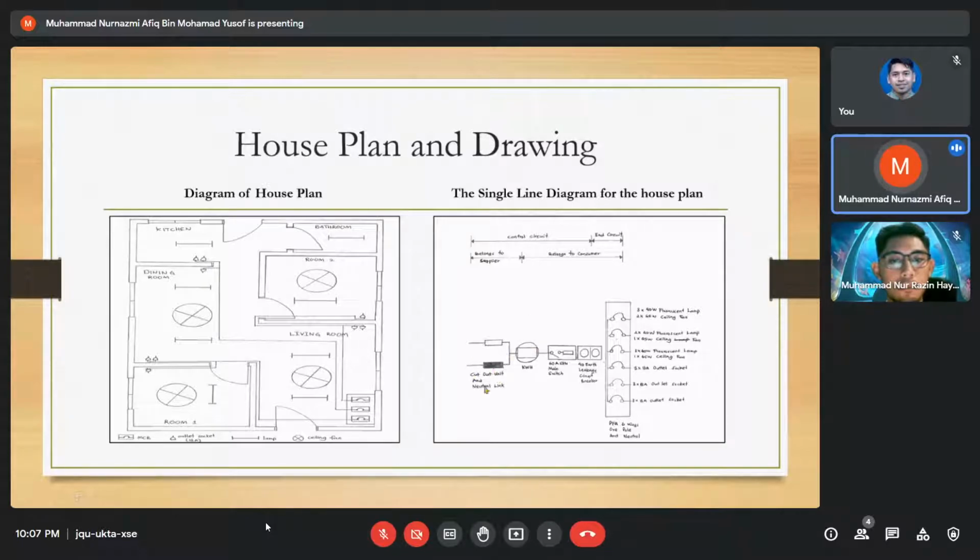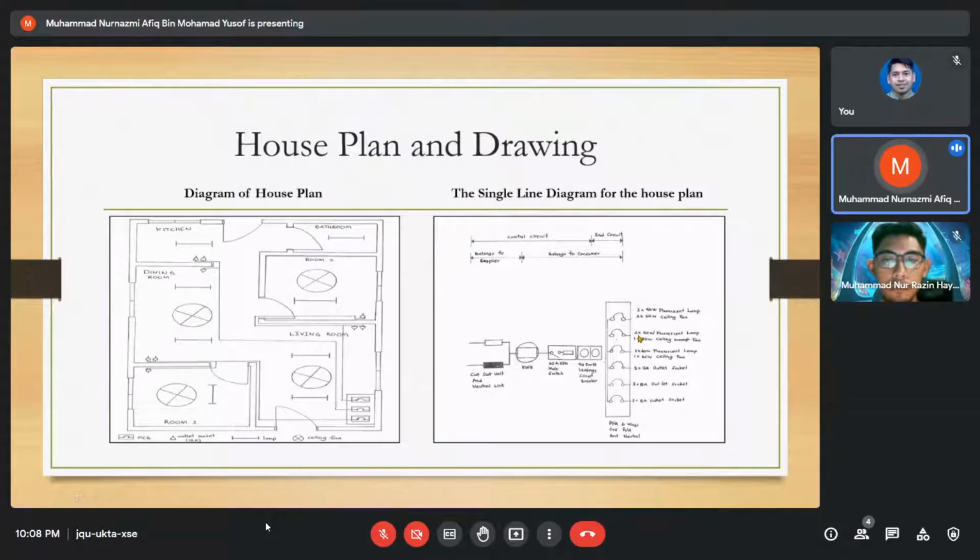For this single line diagram, first is the cutout unit and neutral link, and then it goes to the KWH meter, and then the 60 ampere SPM line switch, and then the 40 leakage circuit breaker. And then this is the circuit breaker for the house. The first circuit breaker controls 3 times 40 watt fluorescent lamp and 2 times 65 watt ceiling fan.